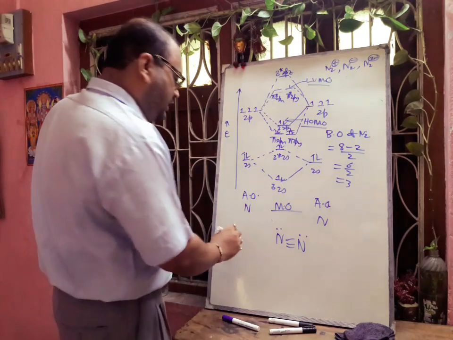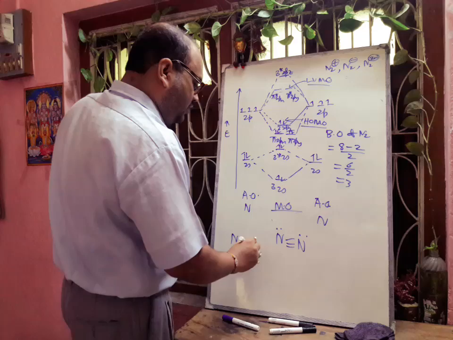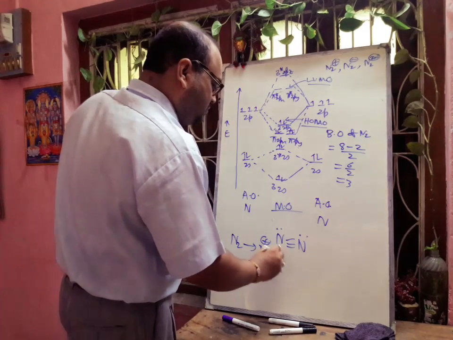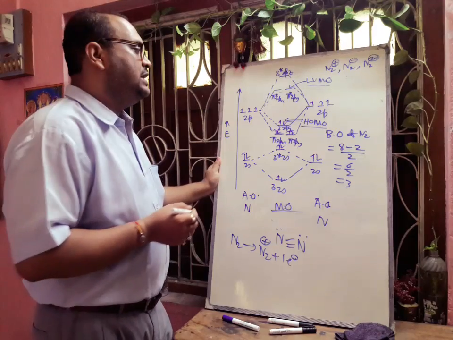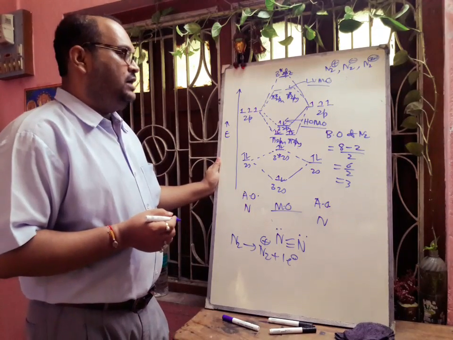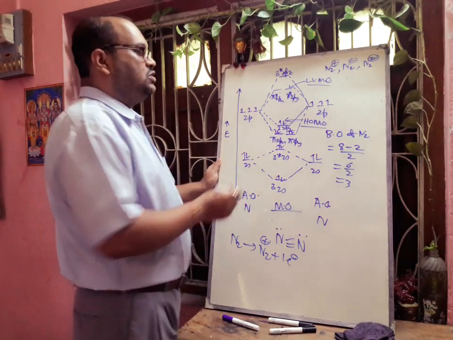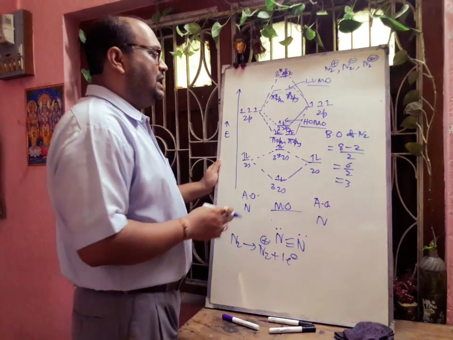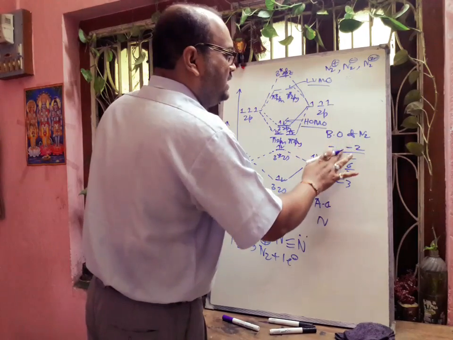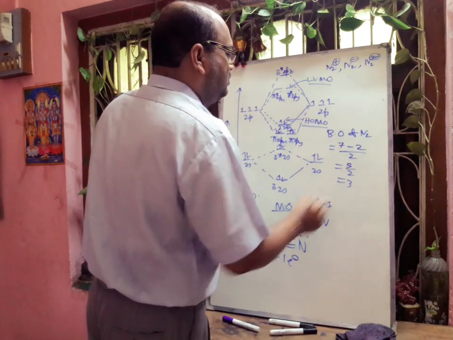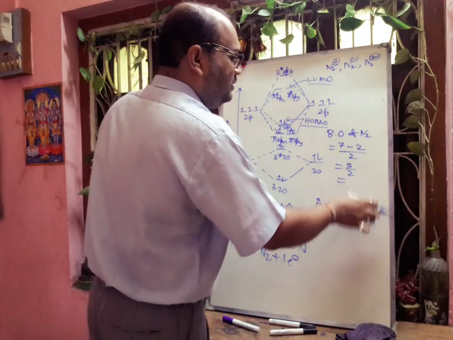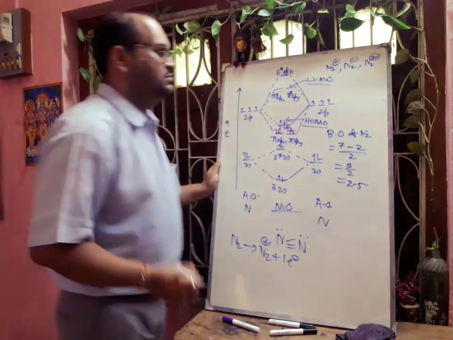When nitrogen releases one electron forming N2 plus, it will release the electron from this sigma 2pz. Okay, that means the HOMO. And what will be the bond order then? One bonding electron will be less, so it will be 7 minus 2 divided by 2, that will be 5 by 2. Okay, we will get the bond order 2.5.